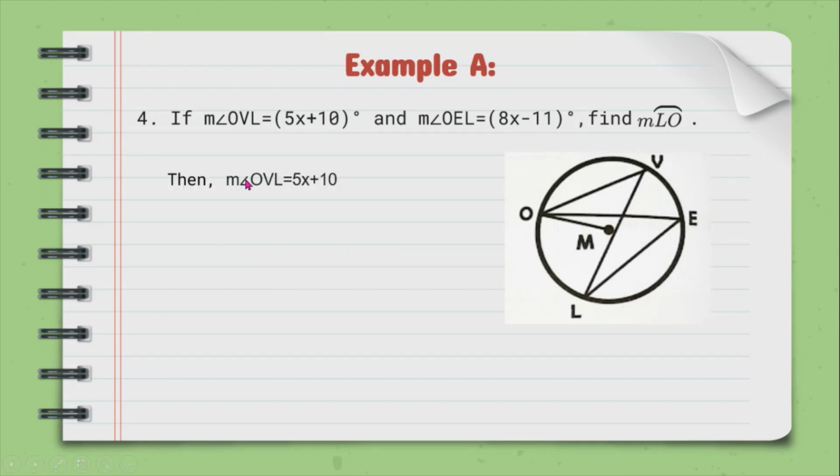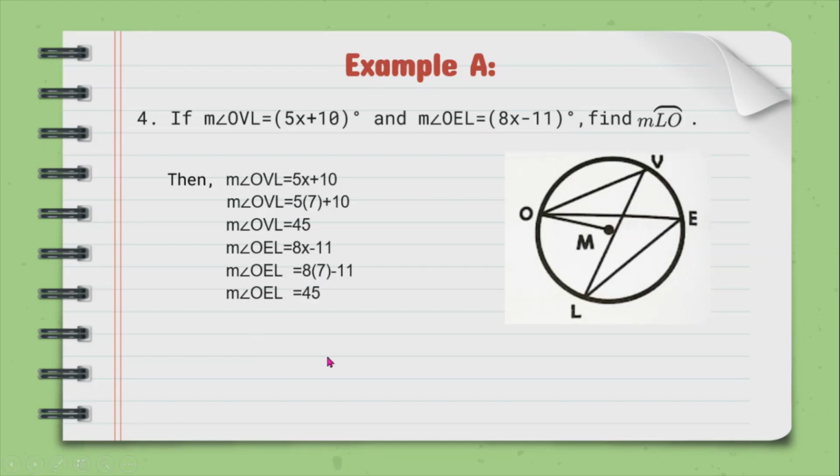And then the measure of OVL is 5x plus 10. We just have to substitute the value of x, which is 7. So that is 5 times 7 plus 10. The measure of angle OVL is 45 degrees. Next, the measure of angle OEL is equal to 8x minus 11. Substitute again the value of x here, which is 7. So we have here 8 times 7 minus 11, and that is also 45 degrees.